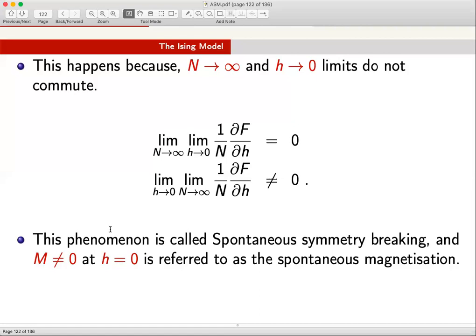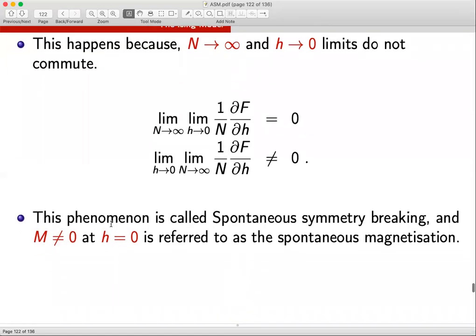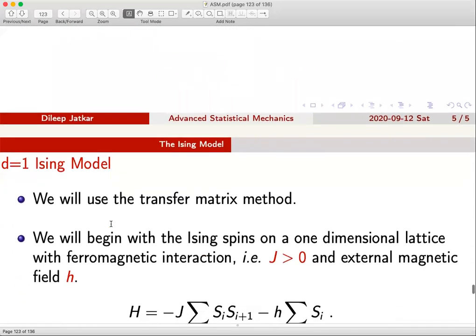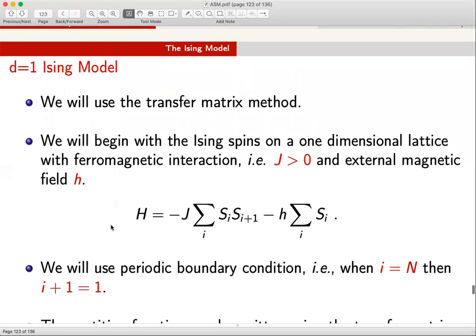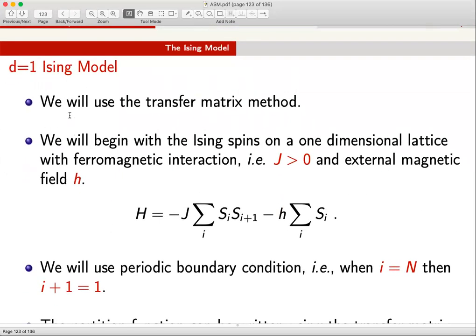Any other questions? Okay. So let's start our discussion of the 2D Ising model. Oh, sorry, the 1D Ising model, excuse me. So for the 1D Ising model, the Hamiltonian is the same as what we had written earlier, namely H is equal to minus J sum over i of S_i S_{i+1} minus h sum over i of S_i. The 1D Ising model means just a chain of spins located at sites labeled by i.